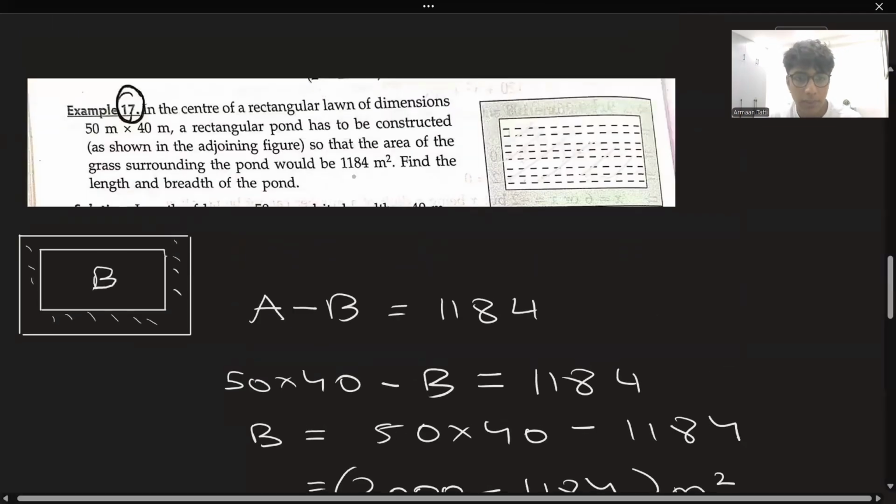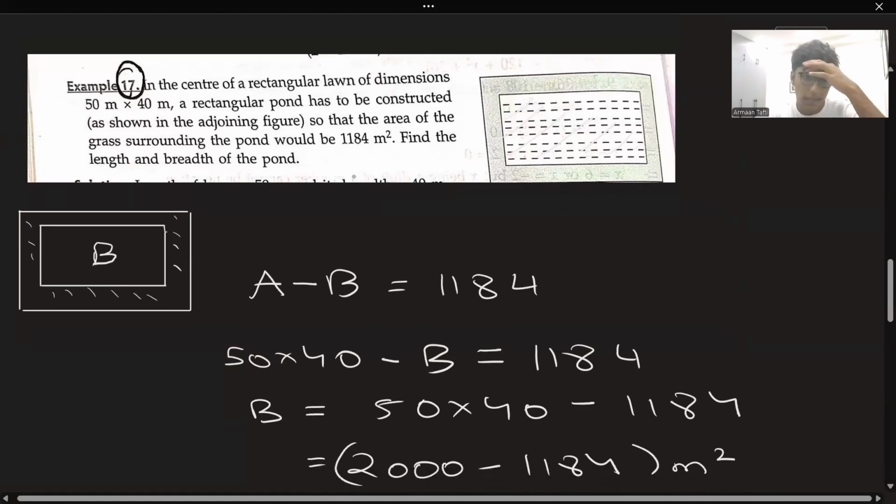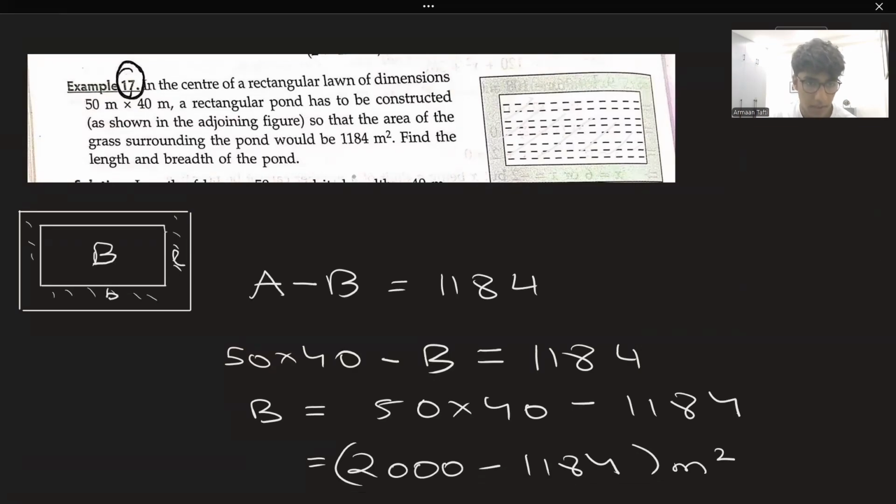Now they've told us that we have to find the length and the breadth of the pond. Another thing that we know is that if we consider the length of the pond as L and the breadth of it as B, then how can we relate it to this 50 here? Wait, I think the length is longer. It doesn't really matter, but how will we relate it to 50 here and 40 here? So this distance is something here. This distance is something here. This distance is something here. This distance is something here, right?